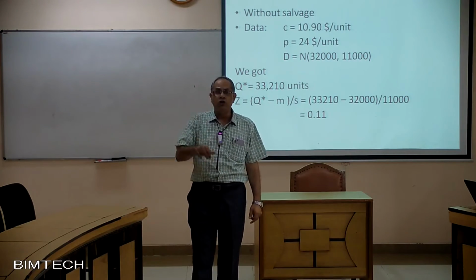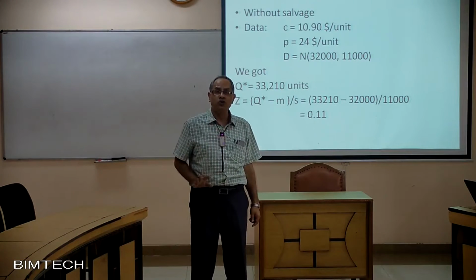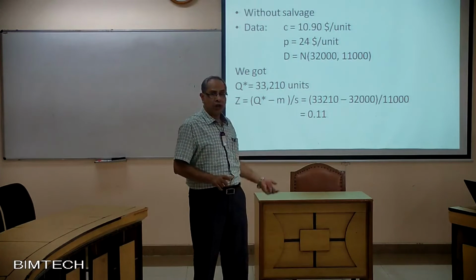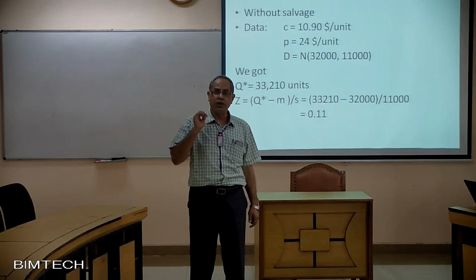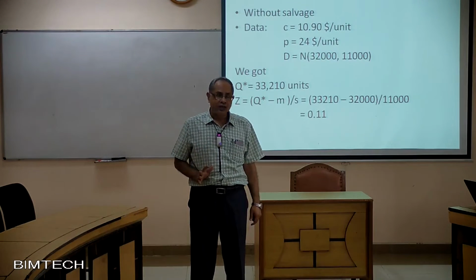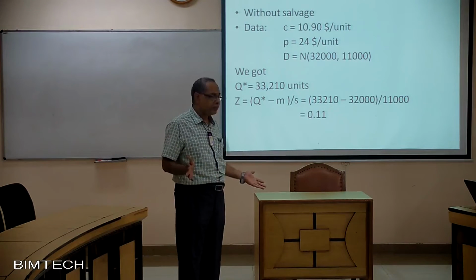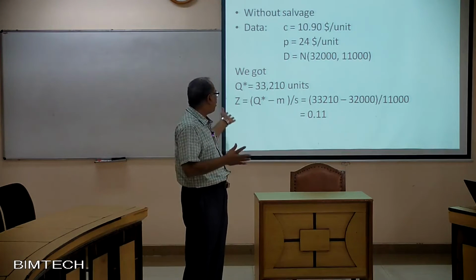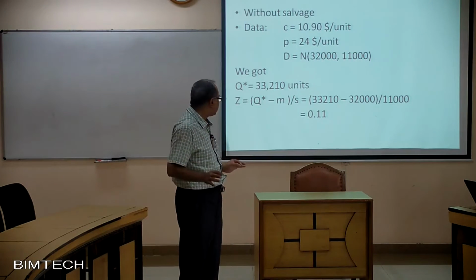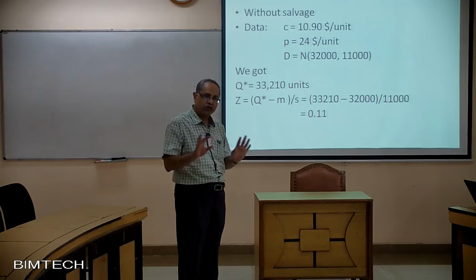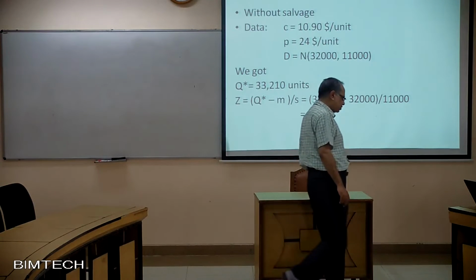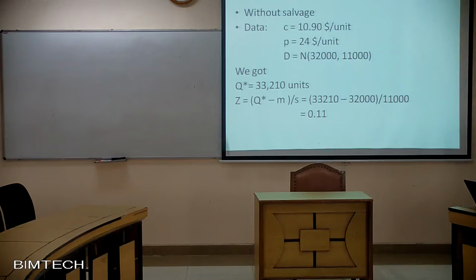Now, this z value also corresponds to the critical ratio for this particular problem. You remember we found out the critical ratio, and from the critical ratio we found out the z value. So this is the same z value whether you calculate it back from q star or from the critical ratio. But for our case, in this example, when there is no salvage, z comes out to be 0.11. So far so good.